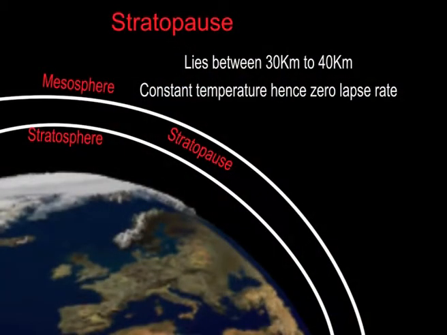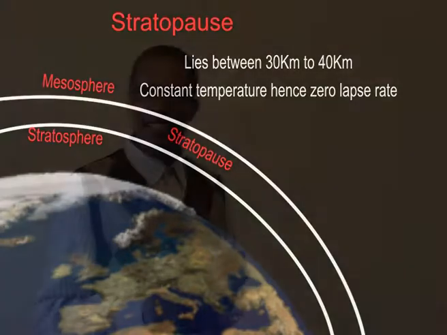Between the stratosphere and the mesosphere, there exists a zone of discontinuity known as the stratopause. It lies between 30 kilometers and 40 kilometers. The temperature is constant, hence zero lapse rate.